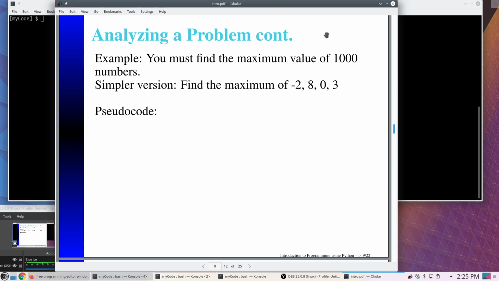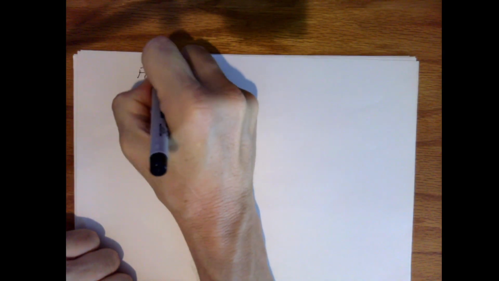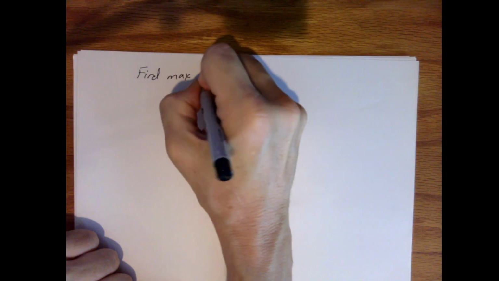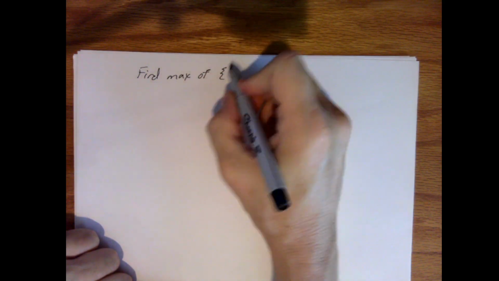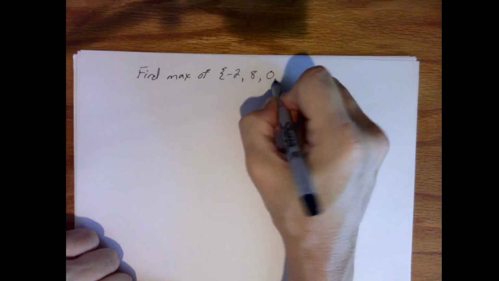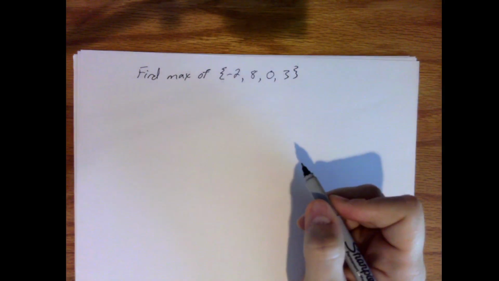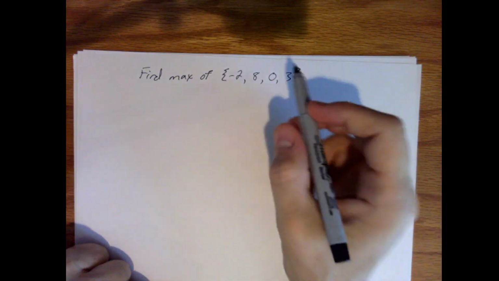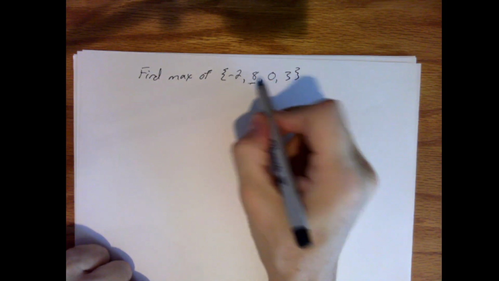So to understand the process, and there could be different ways of doing this actually, but to understand one of the versions of how to do this, I may choose to do this right here. So let's see how I do that. So I'll start off by saying, okay, find the max of this set of numbers: -2, 8, 0, and 3.